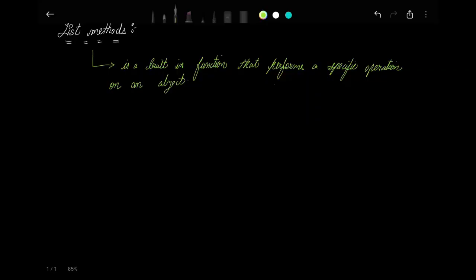Lists have their own special methods. These methods help us perform common tasks like adding, removing, sorting or reversing elements. So today we will look at each method specifically. So the first method that we have is append method. Append adds a new element to the end of the list.